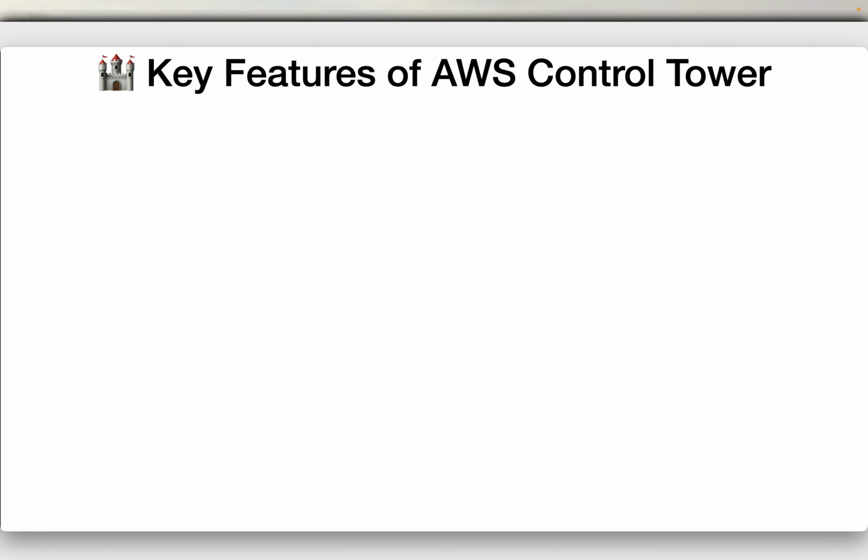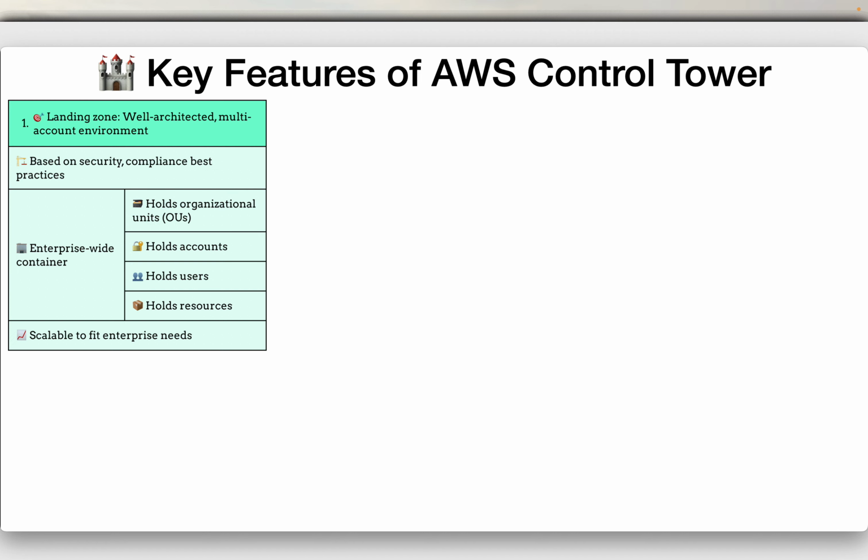Key features of AWS Control Tower. First one, a landing zone. A landing zone is a well-established multi-account environment based on security and compliance best practices. It serves as an enterprise-wide container holding organizational units, OUs, AWS accounts, users, and resources subject to compliance regulation. Landing zones can scale to fit the needs of enterprise of any size.